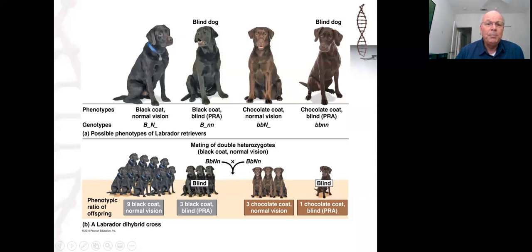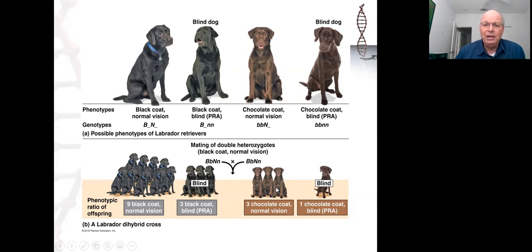There will be 9 that have the same parental phenotypes, black coat color and normal vision. There will be 3 dogs that are black but blind. So remember, black is the dominant coat color. Blind is the recessive, fortunately, vision characteristic. So it's the dominant black with the recessive blind. So that's one dominant recessive combination.